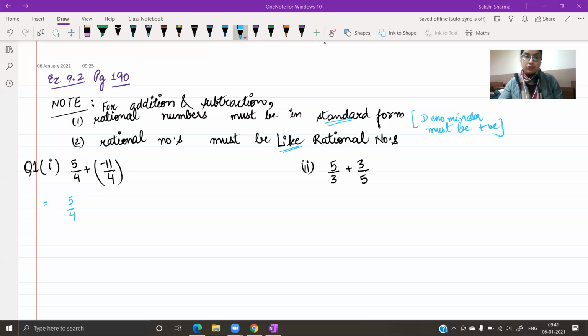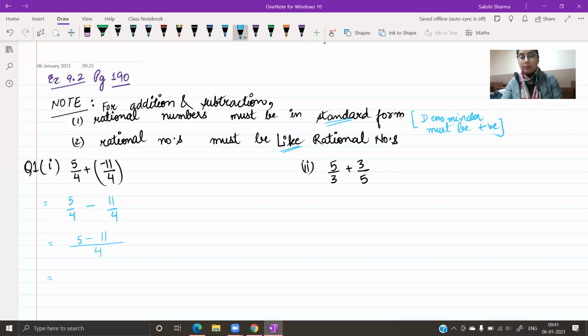This is like integers. अब integers के rule follow कर रहे हैं. Combination of plus and minus will become minus. Opening the brackets, that will be the first thing I do. Then my rational numbers are already having the same denominator. So what I can do is directly have the common denominator, write my numerators and simplify.